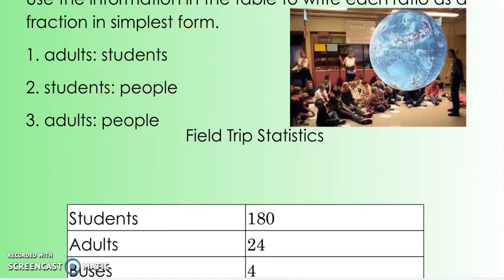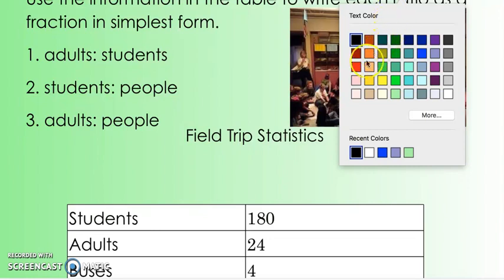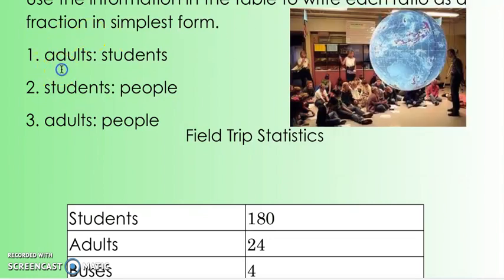So let's start off with the first ratio. Let's compare adults to students. How many adults are traveling on this field trip to the number of students traveling? Yep, 24 adults to 180 students. Nice job. How about how many students are traveling compared to people? Now, what do they mean by people? Exactly. They are looking at the total people that went on this field trip.